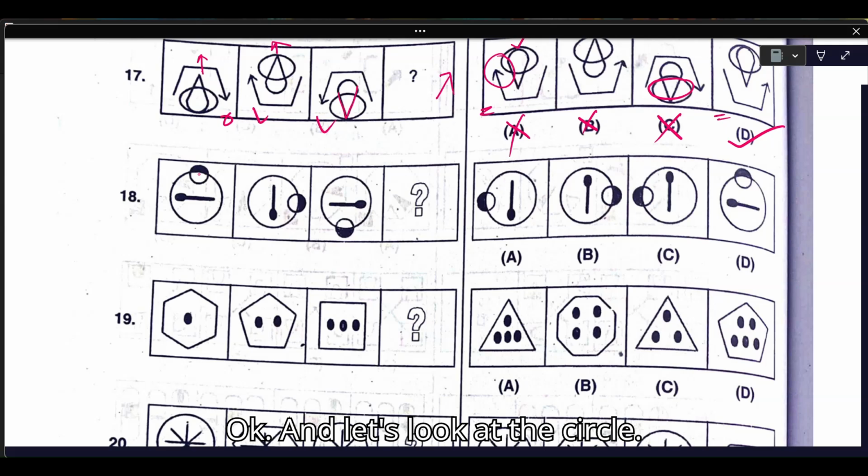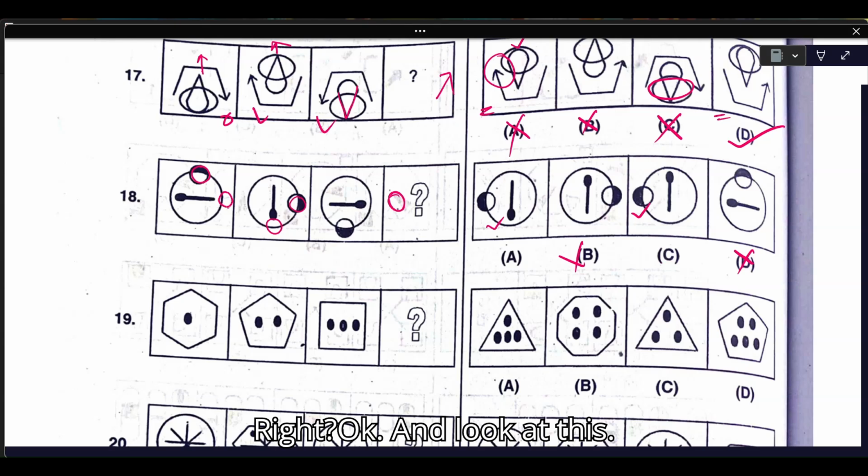Okay, and let's look at the circles. This is at top and it came to left side, and left side came to down. So obviously the next one will be left. So what are the things we can eliminate? This is correct and this is correct. We can eliminate B and D, right?